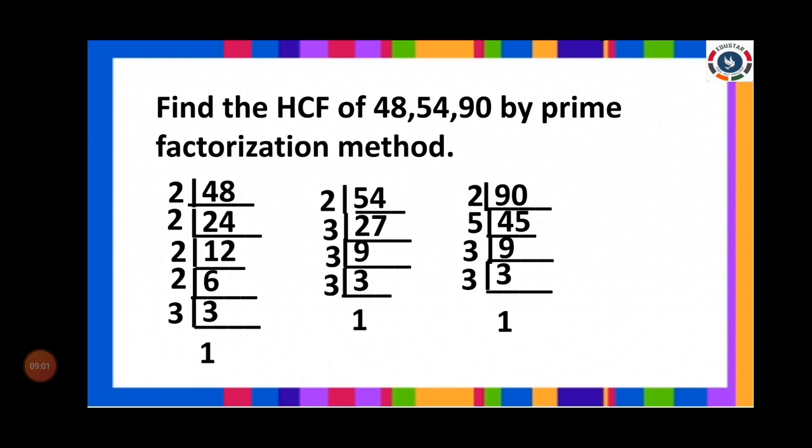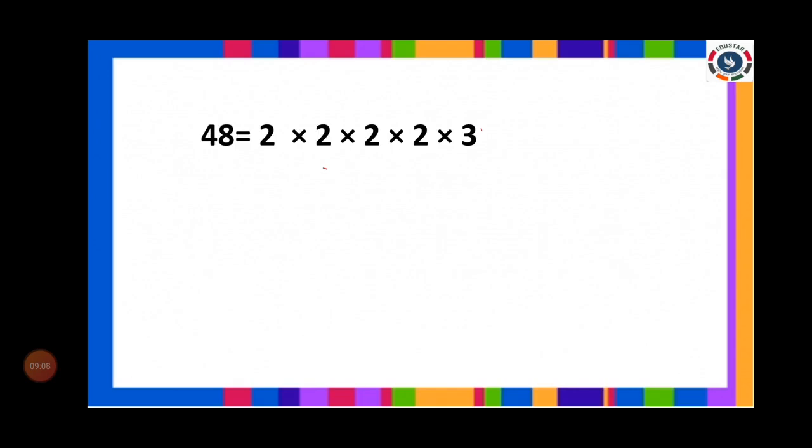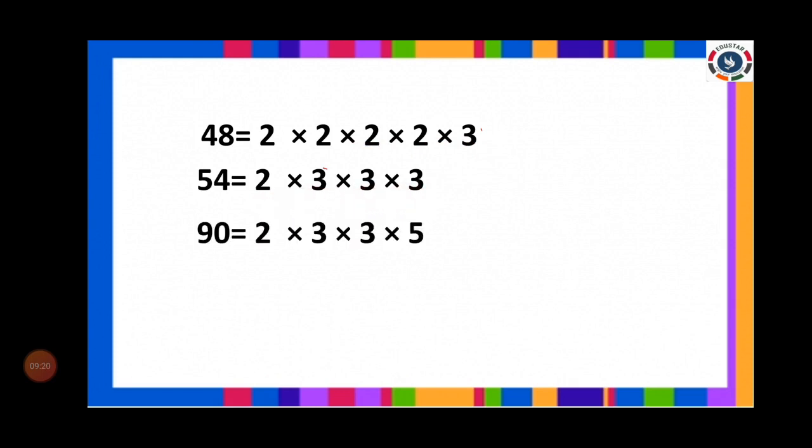48: how many 2s are there? 4 2s and 1 3. So you have to take and write at last: 48 equal to 2 into 2 into 2 into 2 into 3. So write down like that. And 54 equal to 2 into 3 into 3 into 3. And 90 equal to 2 into 3 into 3 into 5.